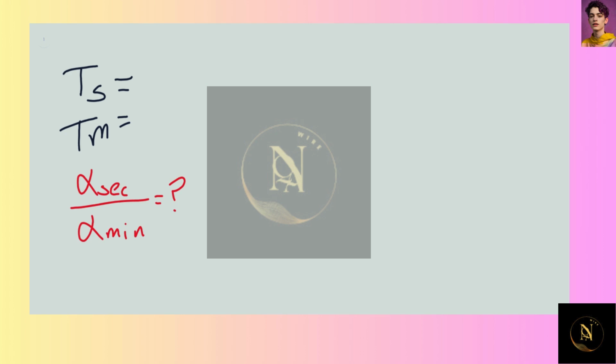The period of a second hand is 60 seconds, right? That's the amount of time that it takes for it to go once around the clock, counting off a minute. The period for a minute hand is going to be 60 times 60. That's the number of seconds in an hour. That's 3,600 seconds.